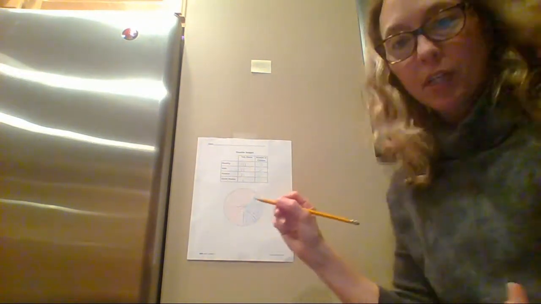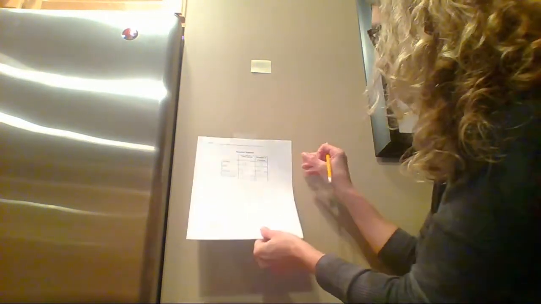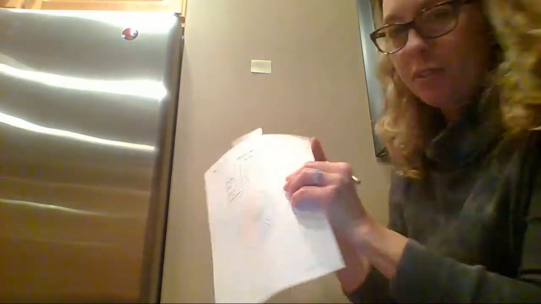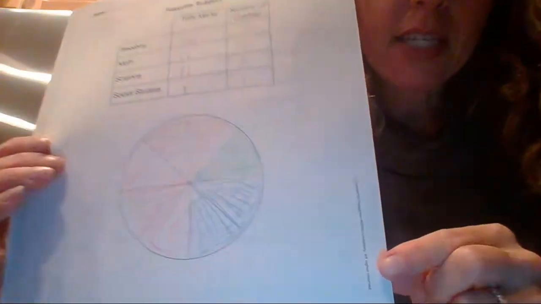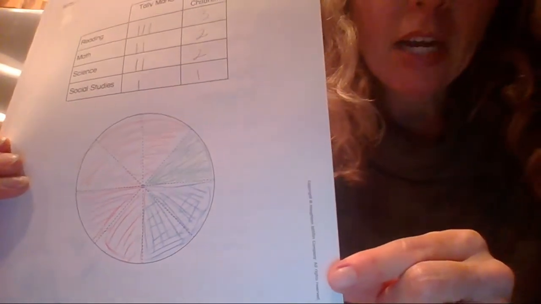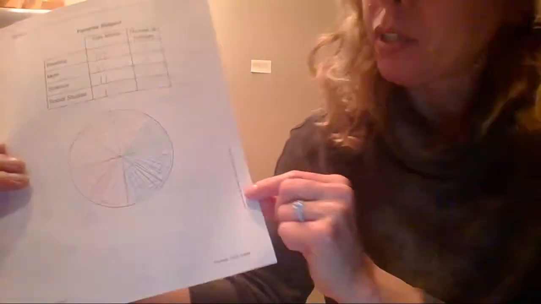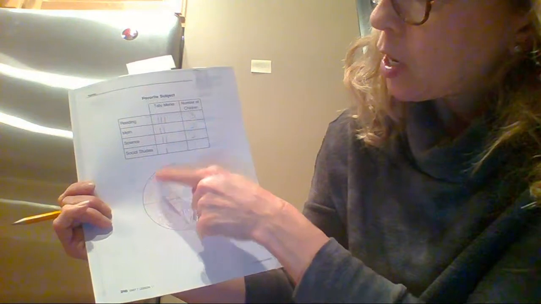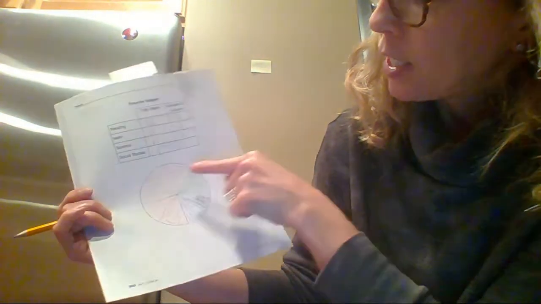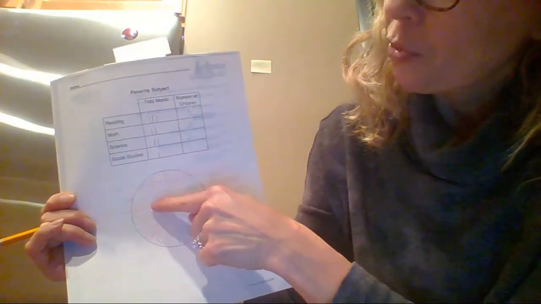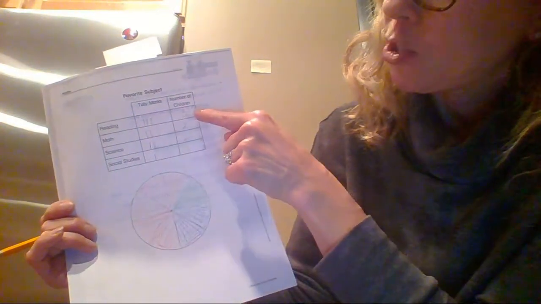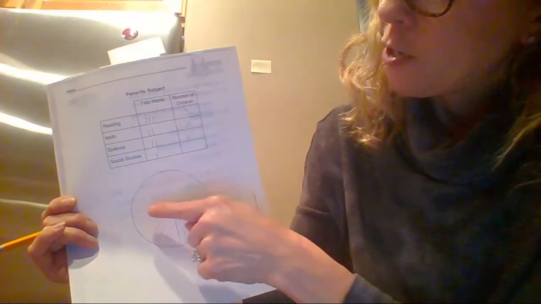And I already colored these in because I videotaped this earlier. But you can see here, I assigned a color to each subject. So reading is orange. So I colored in 3 pieces of pie. There's 3 kids who picked reading. So I colored in 3 orange slices of pie.